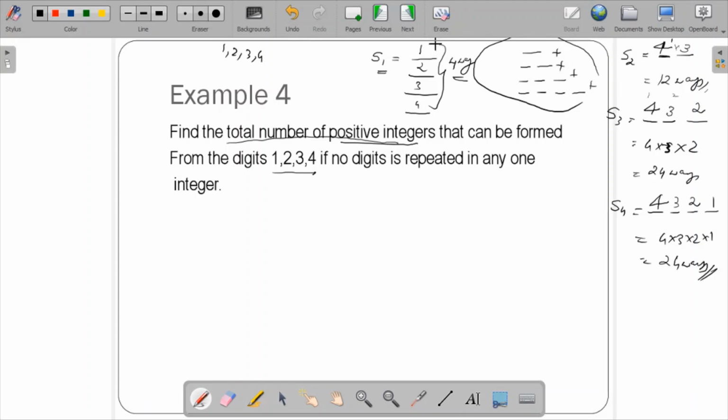Example, S1 is 1 digit. They told us to find the total number, right? So it is nothing but S1 plus S2 plus S3 plus S4.